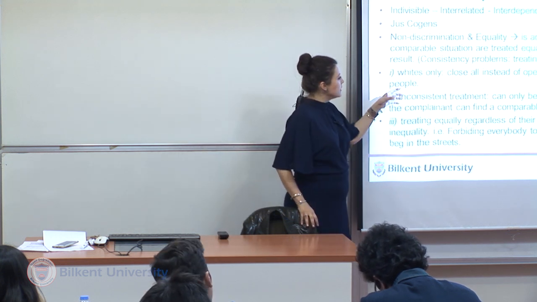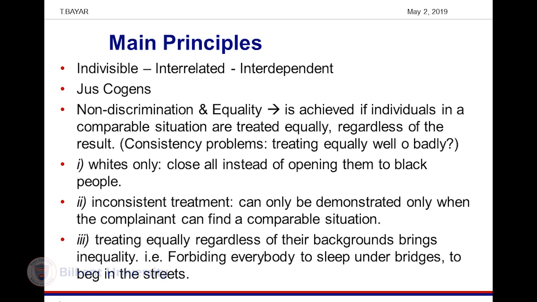For instance, formerly in the United States, all public pools were whites only. And then on behalf of the equality principle, the state was obliged to open all pools to everybody. Instead of doing so, they decided to close all pools instead of making them open for everybody. So is this a good example for equality? It has to be beneficial. It has to be useful for the people.